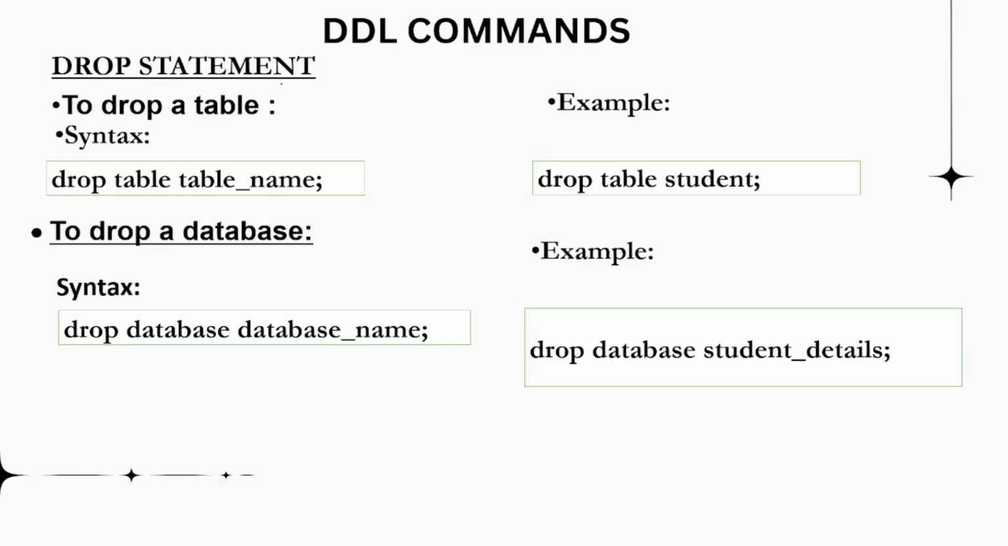Next one is the drop statement. So what is a drop statement? To drop a table: DROP TABLE table name. What is the example? DROP TABLE student. If you mention DROP TABLE student, the student table will be completely removed from the database. And to drop the complete database, you have to mention DROP DATABASE student details, which we created earlier. It will be removed completely. Again, if you mention USE student details, it won't appear, it will give you an error.